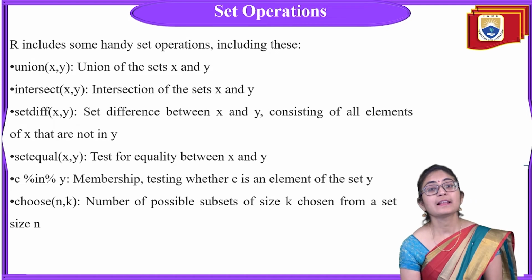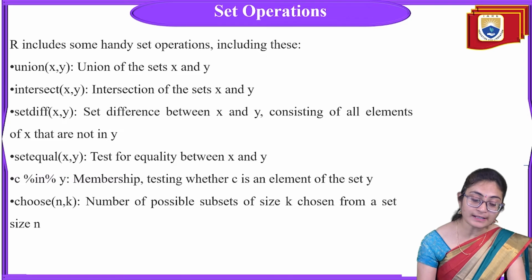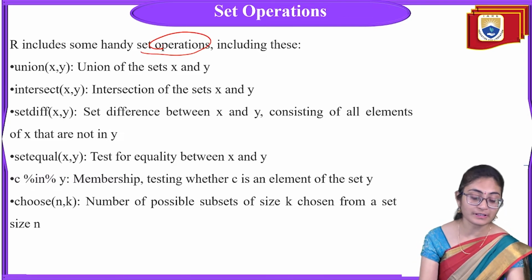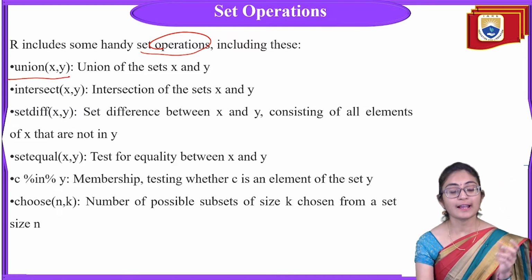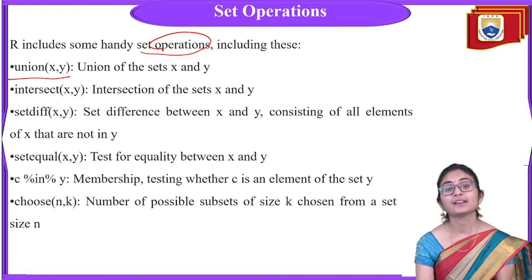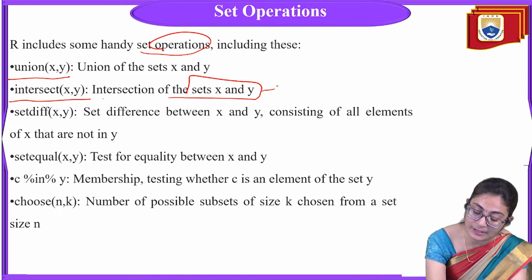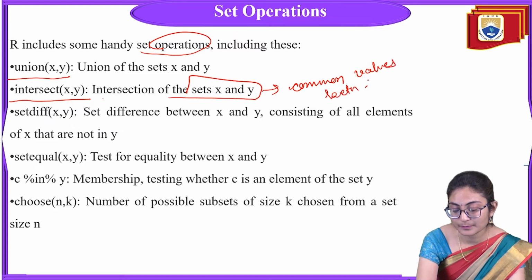Now there are some set operations. In set operations, R includes some set operations. For example, first one, union of x, y. Union of x, y means both the values of x and y will be stored in one set. Then intersect of x, y. It will show the intersection of the sets x and y. That means it will show the common values between the two sets.